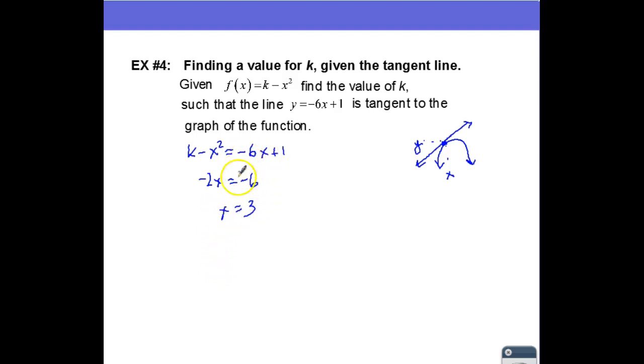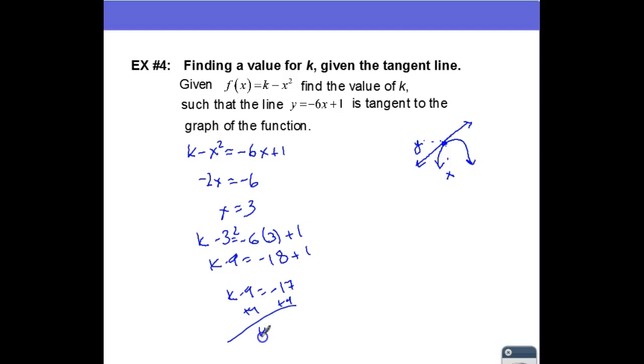Now I can go back to this function, substitute 3 for x, and so we have k minus 9 equals negative 18 plus 1, k minus 9 equals negative 17. Let's add 9 to both sides, and so we get k equals negative 8. Now, they didn't ask me for a point of tangency, they just asked me for k. But it might be a good idea to try to identify that.